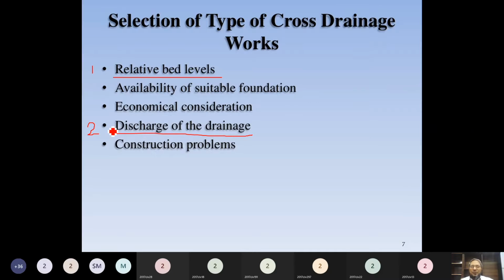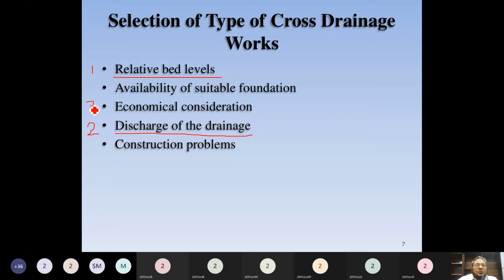And when its width is more, and I am building a cross drainage structure, then the length of the culvert or of the trough will be less or more? More, sir. That would be more. So there is a possibility of a more expensive cross drainage structure if the discharge of the drainage is more. Okay, so what is the next?